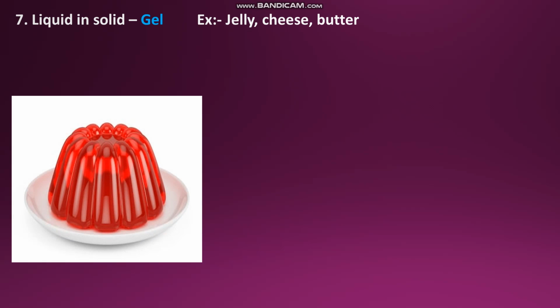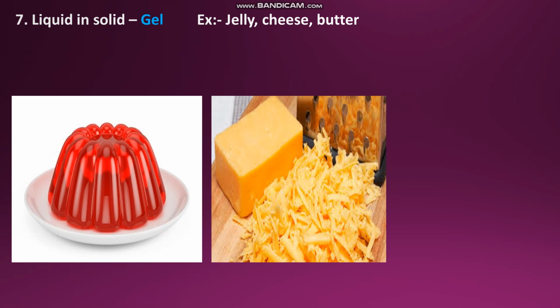Next one, liquid in solid. Liquid particles as the dispersed phase, dispersed in the medium which is in the solid state. This type of colloid is called gel. Examples: jelly, cheese, butter.